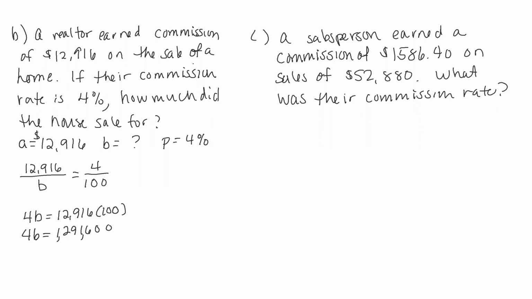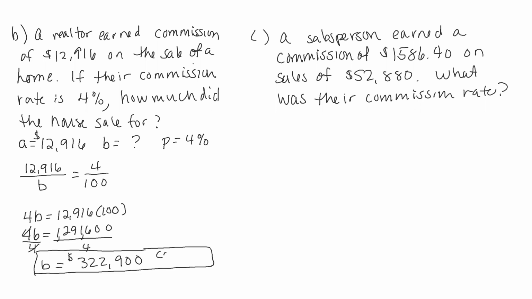Or 4B equals 1,291,600. We need to undo the multiplication of 4 and B. The 4's cancel, and that leaves me just a B, and then I get 1,291,600 divided by 4. So it looks to me like the cost of this home would be $322,900.